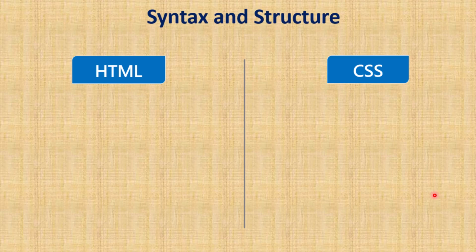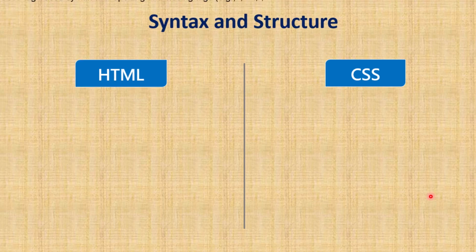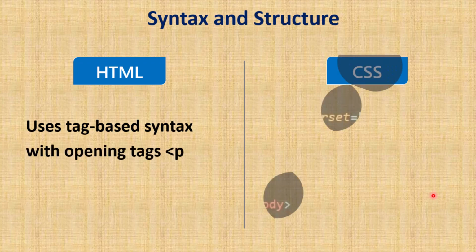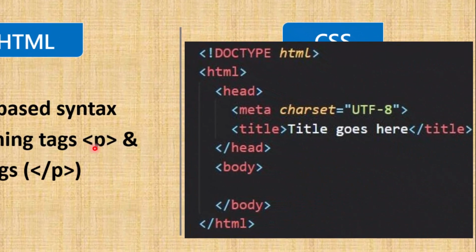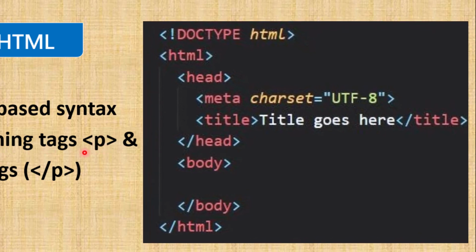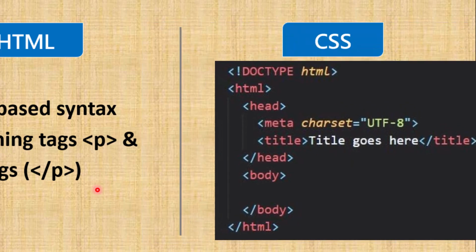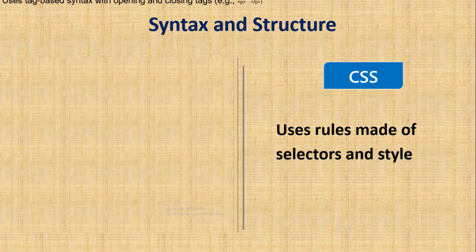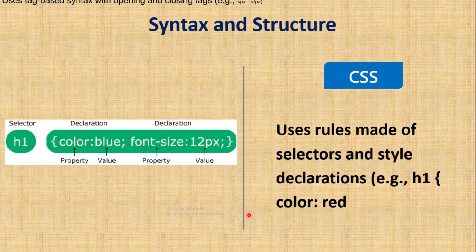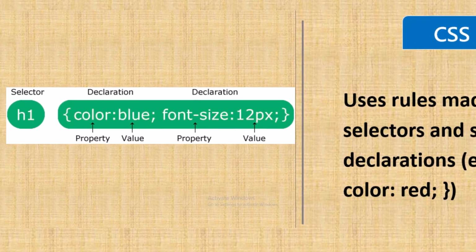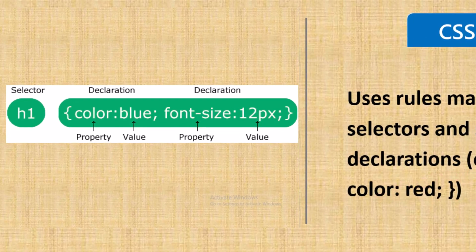HTML and CSS also differ in their syntax and structure. HTML uses a tag-based syntax, where elements are enclosed in angle brackets and often come in pairs, with opening and closing tags. These tags provide the instructions for browsers on how to display content. CSS, on the other hand, uses a rule-based syntax. Each rule consists of a selector, for example, p or a class, that targets HTML elements, and a declaration block that contains one or more declarations defining the styling properties, for example, color or font size.